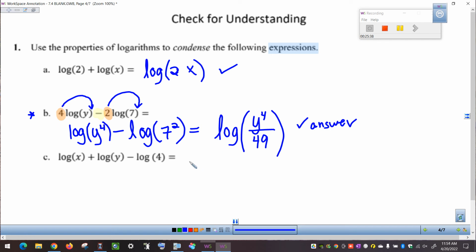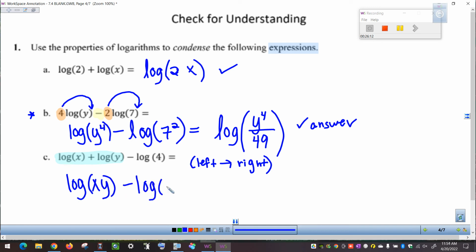So my suggestion for you on something like this is to condense it working from left to right. So let's just first focus on the first operation, the first thing we see happening, just looking at the plus sign part. So we can condense this down to be log of x times y. We're going to think about doing this in pieces.